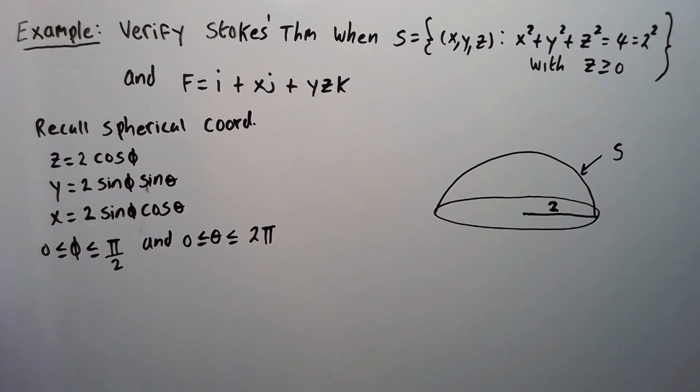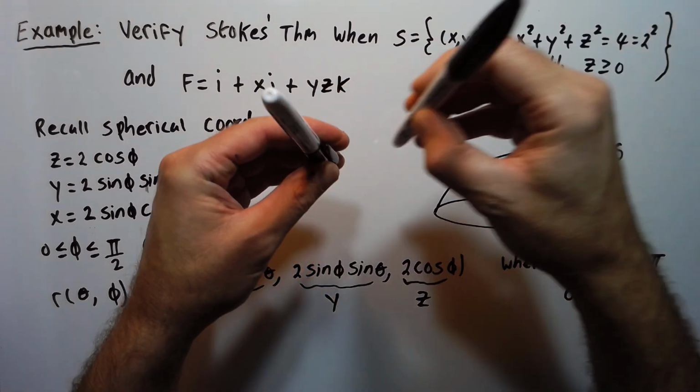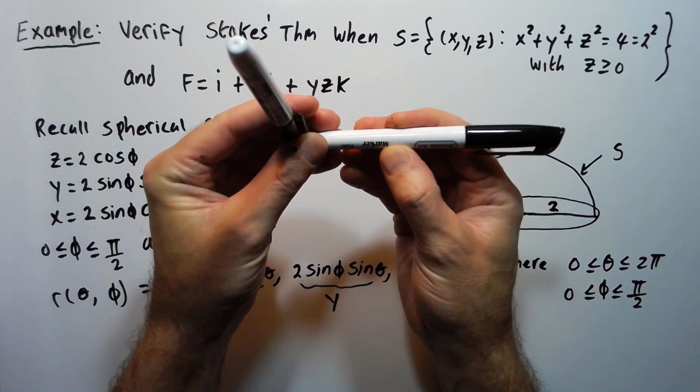So now we can write our parameterization of the sphere. Let's call it R. Okay, so our parameterization of the upper half of the sphere would be given by 2 sine phi cosine theta for the x component, 2 sine phi sine theta for y, 2 cosine phi for z, where theta goes between 0 and 2 pi, but the phi angle is now going to be restricted between 0 and pi over 2, because again we're going to pick up just the top half.